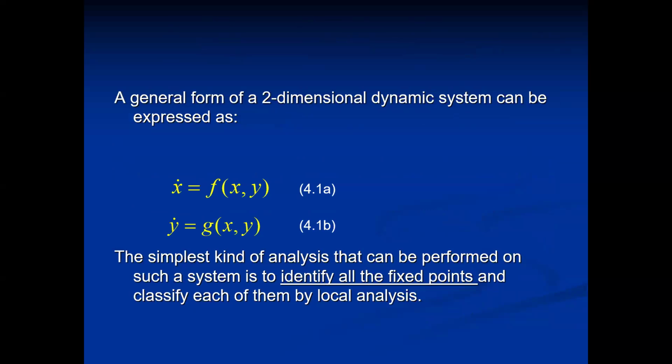So if you want to study a 2D dynamical system, then you can write it in more general terms. I've just said x dot is equal to f of x, where x is a vector. But if you have only 2 dimensions, then it's more convenient to write down the individual equations. So we'll write it as x dot is equal to f of x comma y, y dot is equal to g of x comma y, where x and y are the 2 state variables.